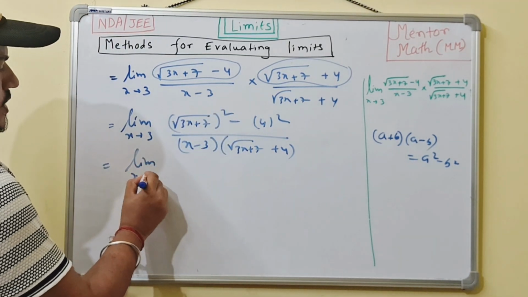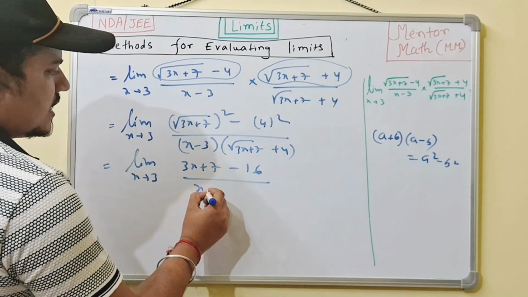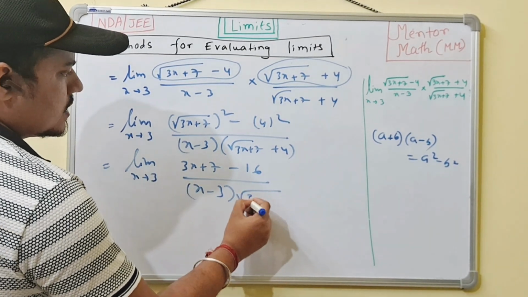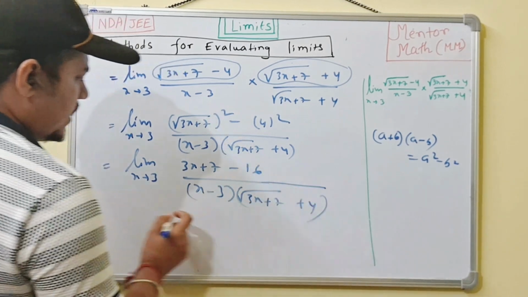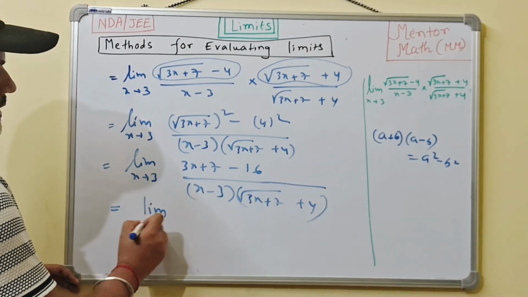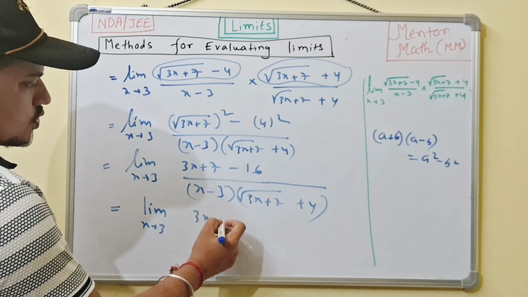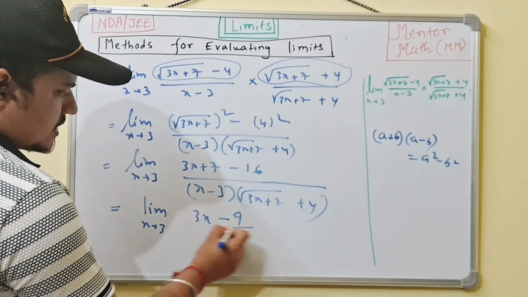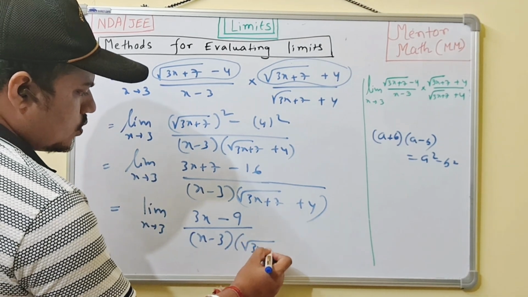So limit x tends to 3 of (3x plus 7 minus 16) by (x minus 3) into (root under 3x plus 7 plus 4), and you can take a bracket. Okay, so this is equal to limit x tends to 3 of 3x, and you can cancel, that is minus 9. So (3x minus 9) by (x minus 3) into the bracket; just the simplification we have to do.